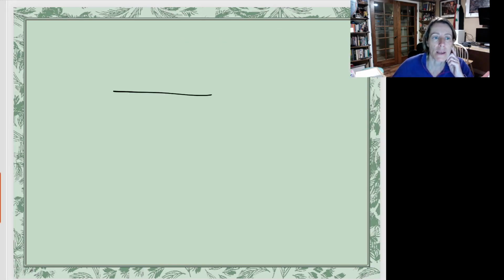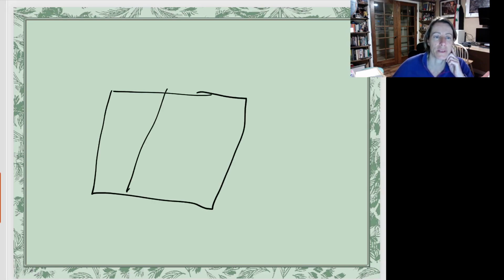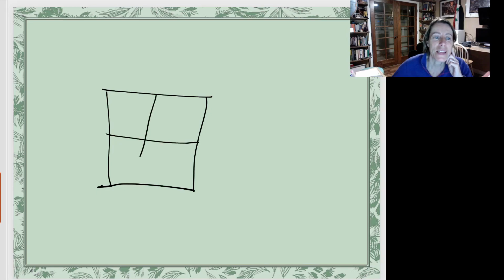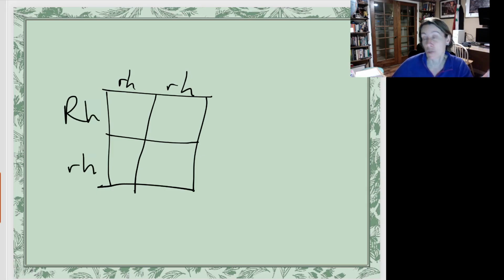Let's make a quick Punnett square here. Let me start over and try and make a square. All right, so let's say the mother is Rhesus negative, so she's going to be little RH little RH. But let's say the father is Rhesus positive. So he can be big RH big RH, or he could be big RH little RH. Either way, he's going to be Rhesus positive. So this is a Rhesus positive dad with a Rhesus negative mom.